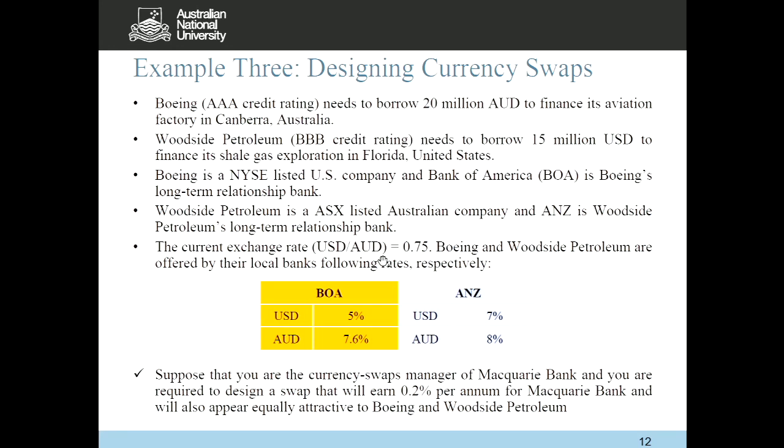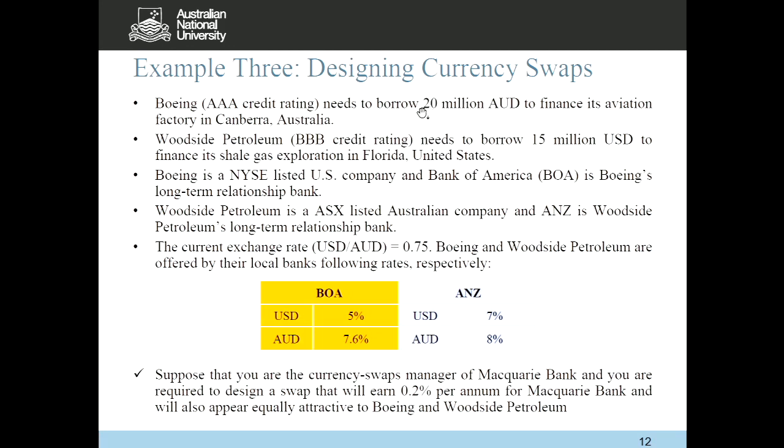Sorry, the US dollar versus AUD is 0.75. And what you are asked to do is design a currency swap, and the swap would enable the swap bank to earn 20 basis point cuts, and also appear equally attractive to Boeing and Woodside Petroleum. So what constitutes the basis for the currency swap? Well, if you convert that 20 million AUD using the spot rate, you would realize that that's equal to 50 million US dollars, right?